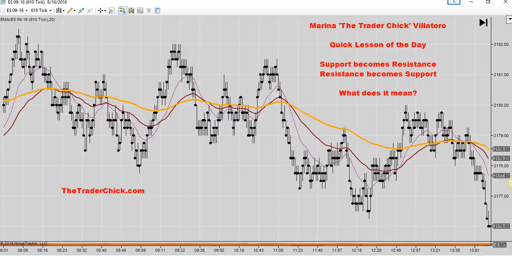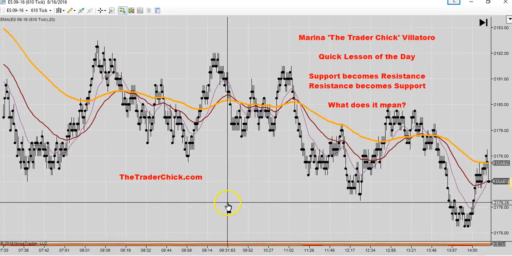Today's quick lesson is when an area becomes another area. So a support area can turn into a resistance area, and a resistance area can turn into a support area, and how to be able to find it and what does this actually mean. So the first example I'm going to show you is here.